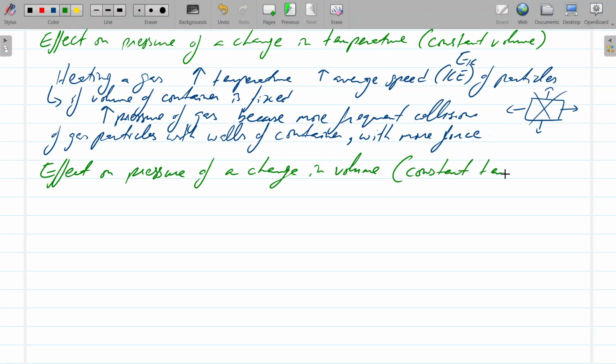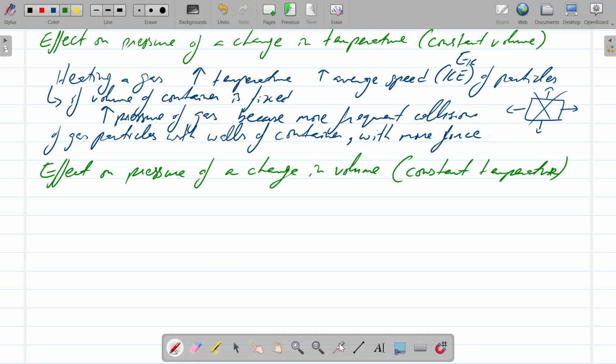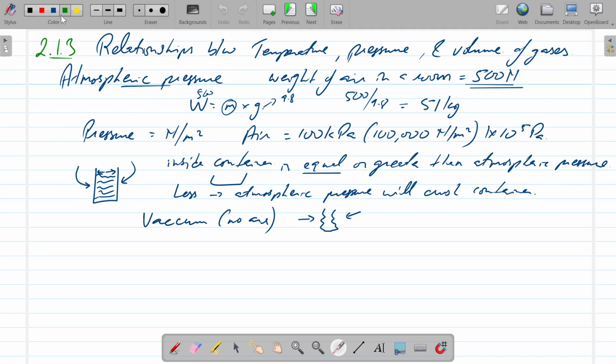We got constant temperature. I put in the heading. I don't know if I need more space. Okay. Let's use this space.